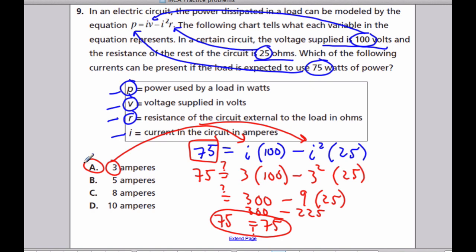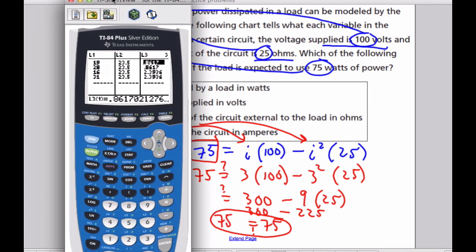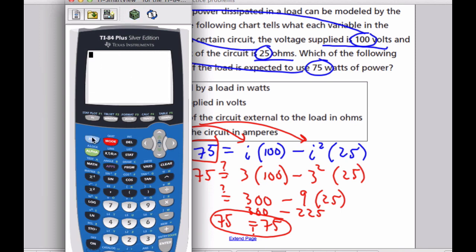Let's say you get a problem like this and you have to type it into your calculator. So here's our calculator, and I want to go through and type this in. I'm going to hit clear, get out of this, and let's type it in. Okay, so the first number is 3 times 100 minus, and then I'm going to put in parentheses just to be sure, 3 squared times 25. Close my parentheses, see what it gives me. My answer is 75. That's what I was looking for.